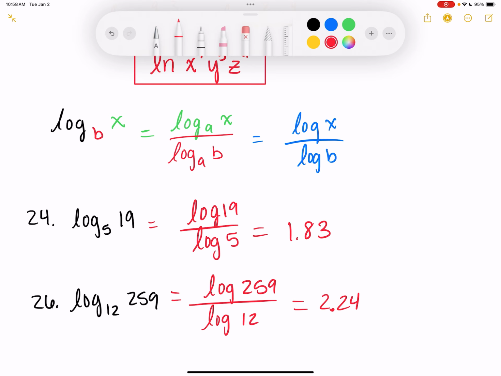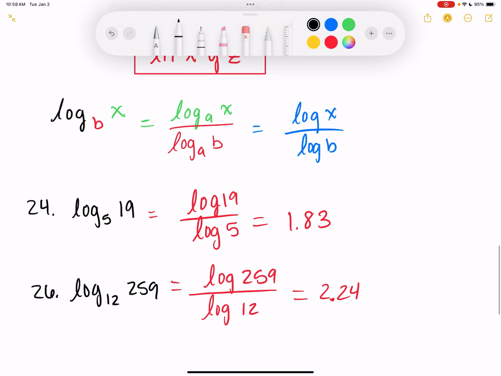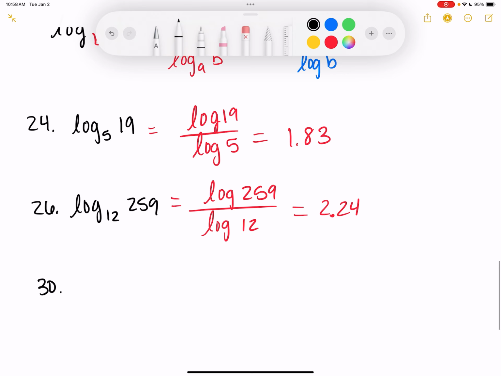All right, now those ones all had numbers in them, right? They were only numbers, there were no variables, so I was able to actually get a number. These next problems say write the expression using only natural logarithms. So 30, log base 7 of x. So natural log, we would have ln of x over ln of 7. There's nothing I can do with that other than just leave it, because I don't know what x is.